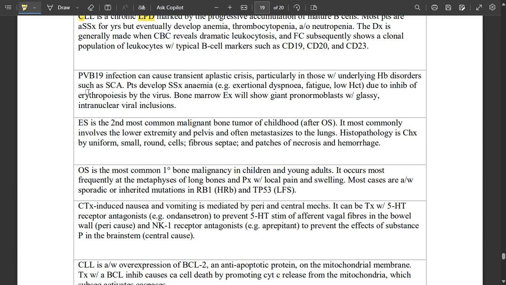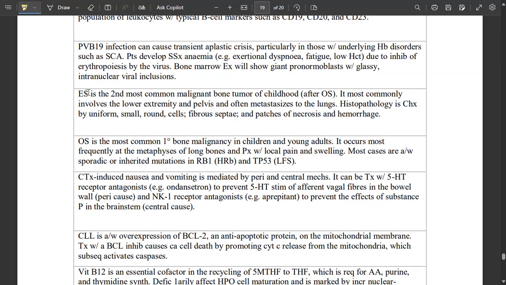There are glassy intranuclear viral inclusions. Glassy intranuclear viral inclusions are seen. Okay, so now let's talk about Ewing sarcoma. Ewing sarcoma has intranuclear inclusions.